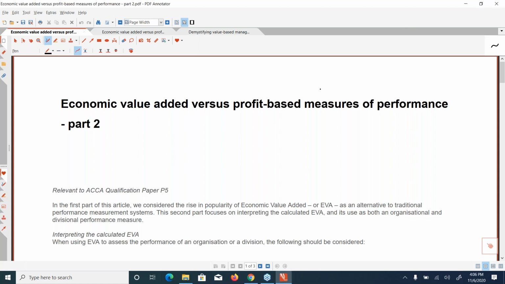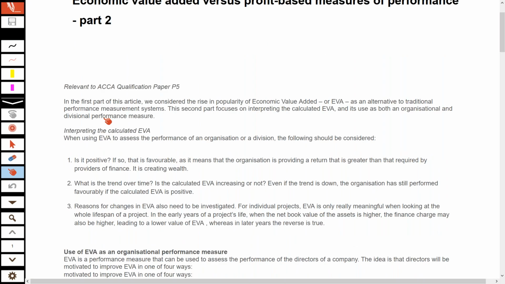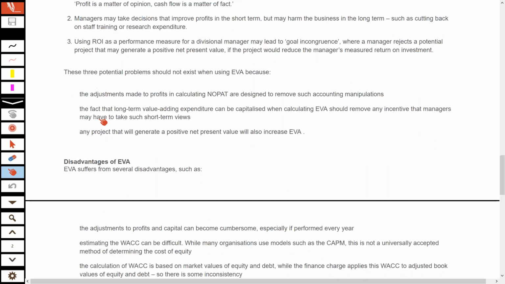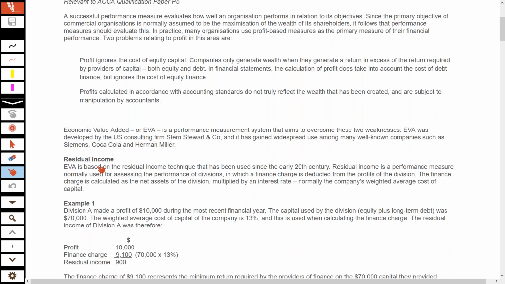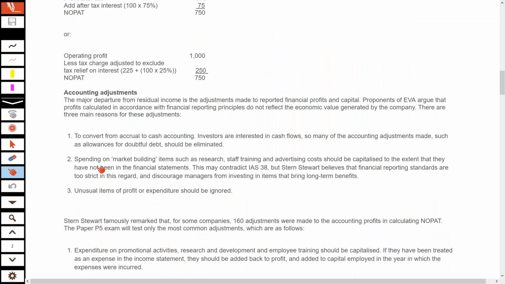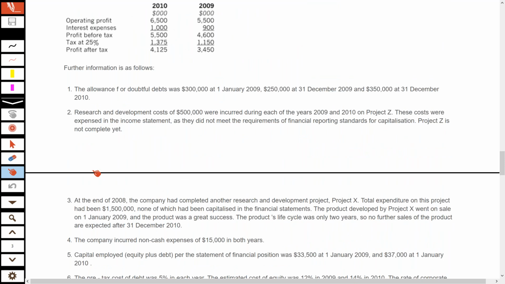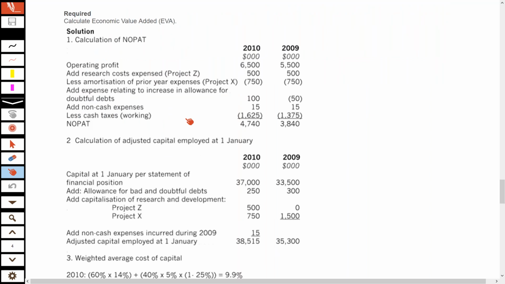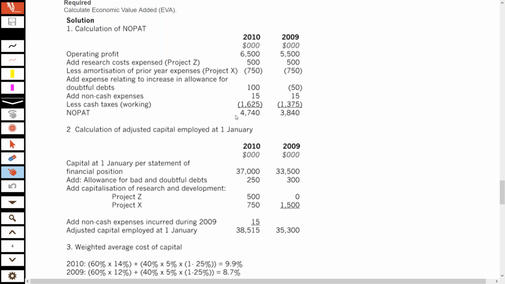Now, let me know how many of you have already studied this economic value added? How many of you are comfortable with the economic value added technique? Okay, studied but not a sound grip, studied but not comfortable.